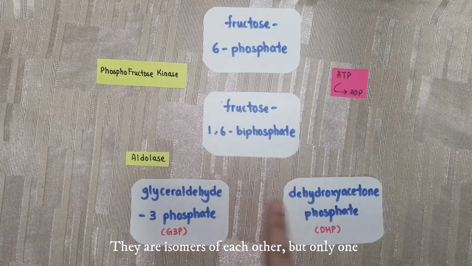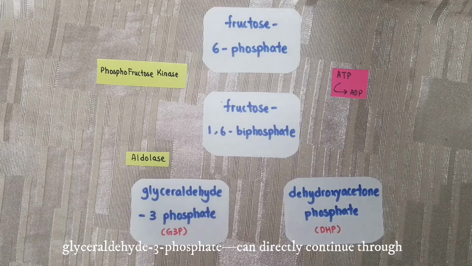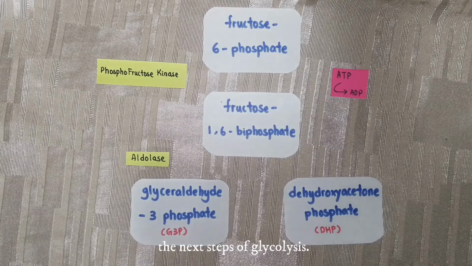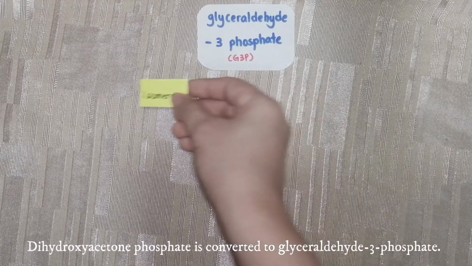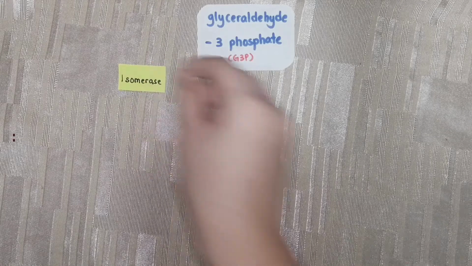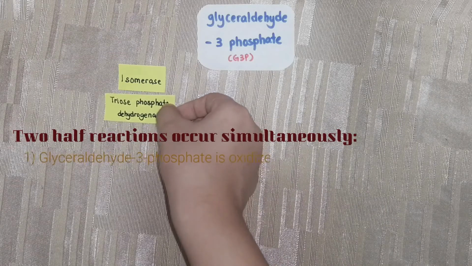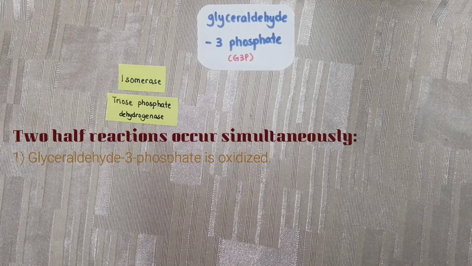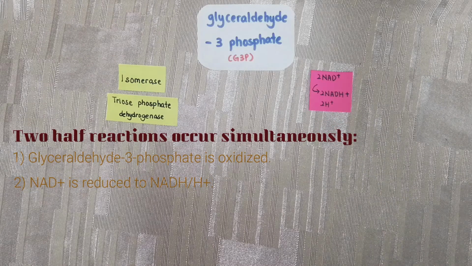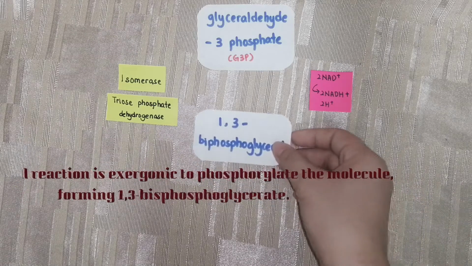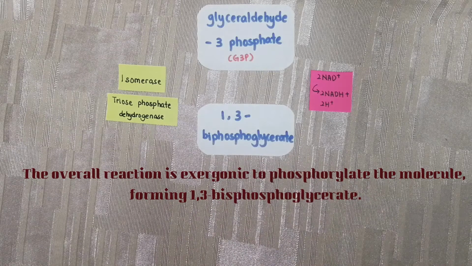They are isomers of each other, but only one can continue. Glyceraldehyde 3-phosphate can directly continue through the next steps of glycolysis. Dihydroxyacetone phosphate is converted into glyceraldehyde 3-phosphate. Two half reactions occur simultaneously. The first one is glyceraldehyde 3-phosphate is oxidized, and the second one is NAD+ is reduced to NADH and H+. The overall reaction is exergonic to phosphorylate the molecule, forming 1,3-biphosphoglycerate.